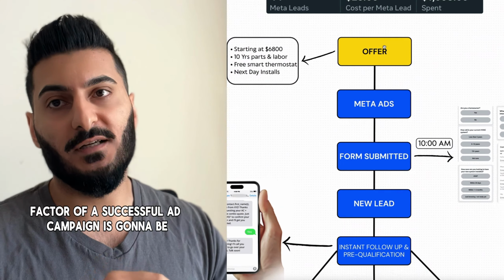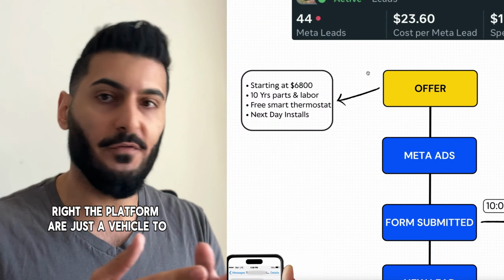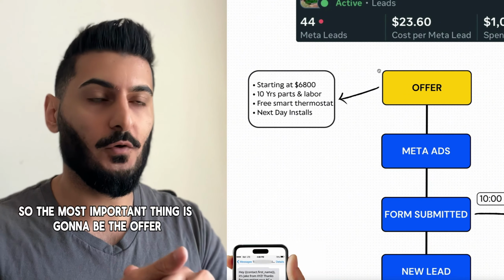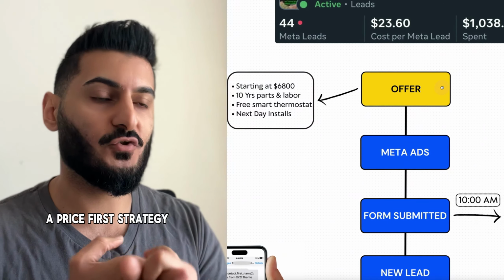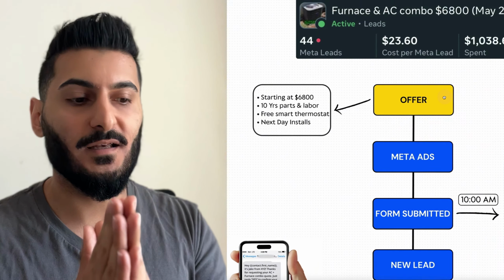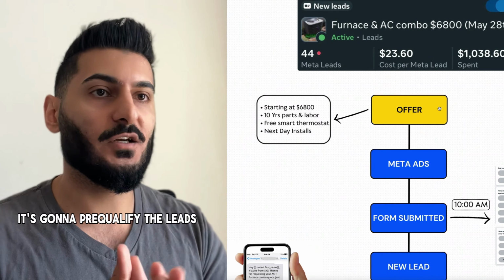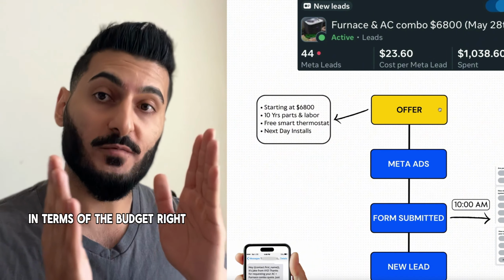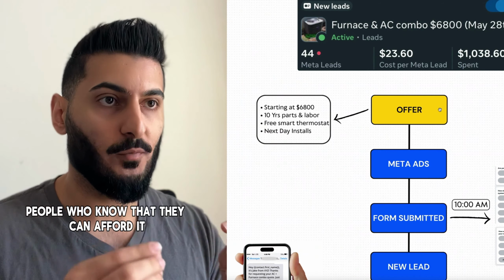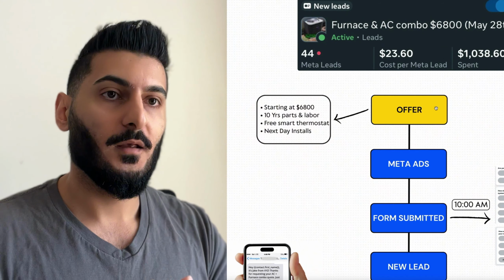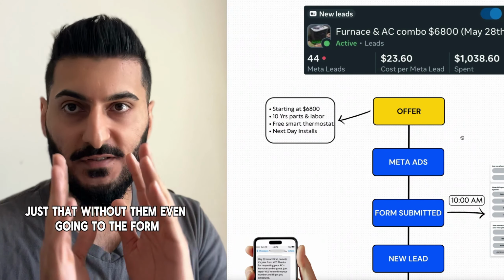The biggest factor of a successful ad campaign is the offer. It doesn't matter what platform you're advertising on, right? The platform is just a vehicle to show the ads to people. So the most important thing is the offer. With our offers, we use a price-first strategy, meaning we put a starting price in the ads, because when you put a starting price in the ad, it pre-qualifies the leads in terms of budget. It filters out the people who aren't serious, and it attracts people who know that they can afford it. So basically, the ad itself should do half of the pre-qualification.